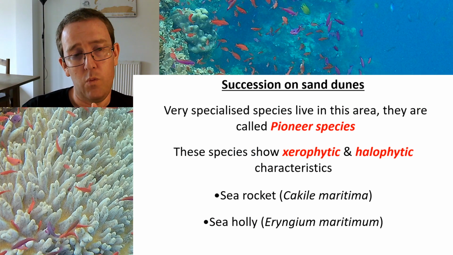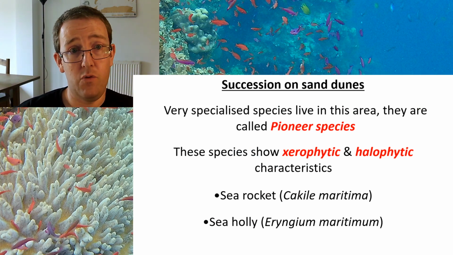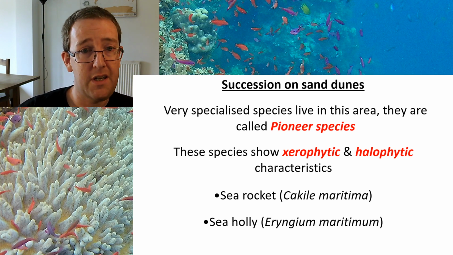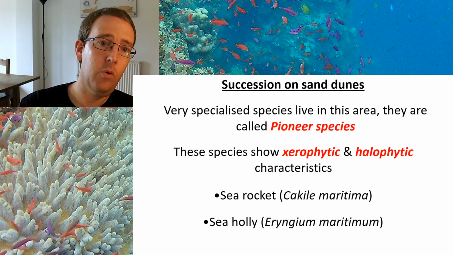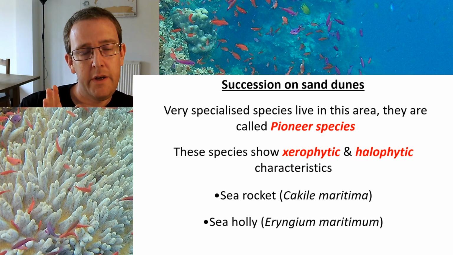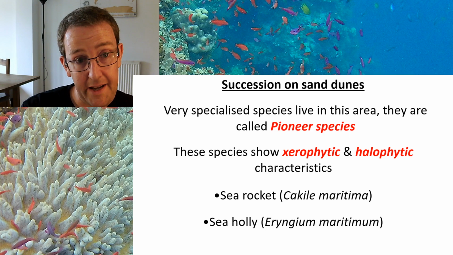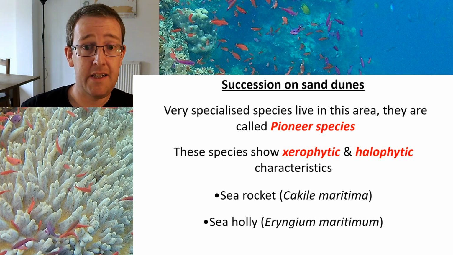Right, so you are broadly expected to know what the adaptations of organisms are going to be at the front of a sand dune succession, and what's going to happen as you move back. It's the most common example on exam questions and in textbooks. So you get very, very specialised species that live in the area. They're called pioneer species, and they show what we call xerophytic and halophytic characteristics.